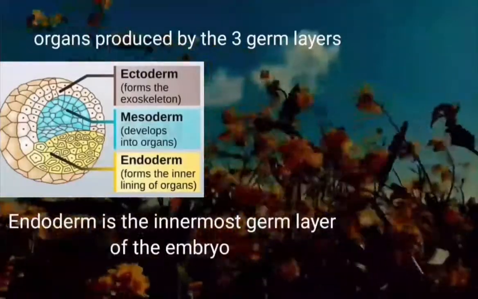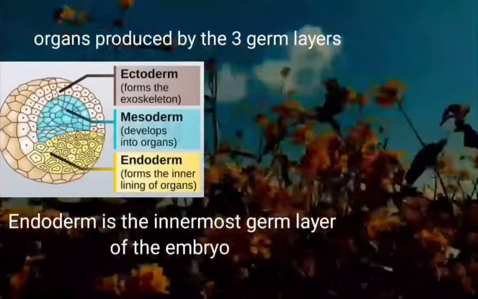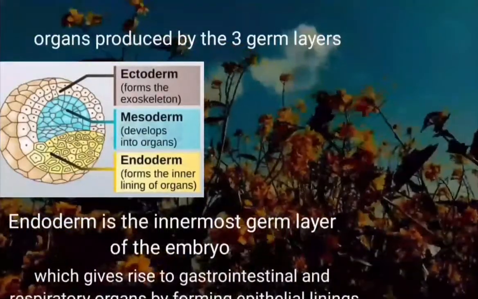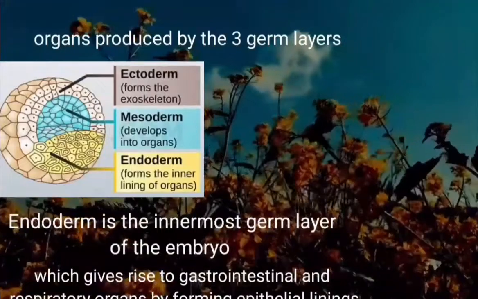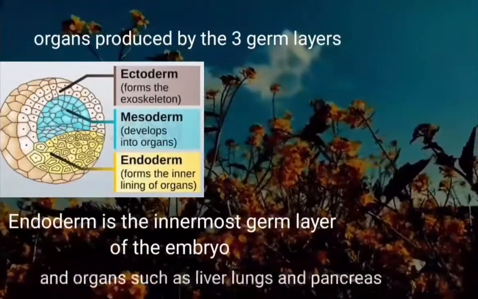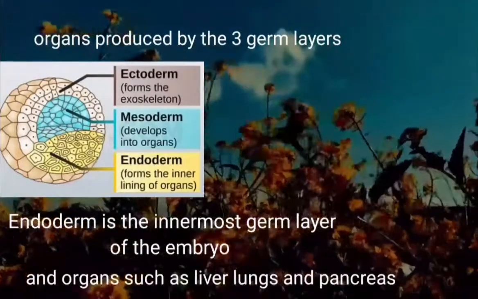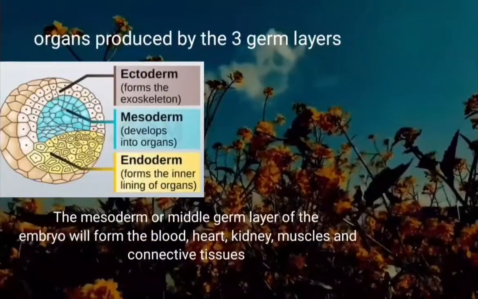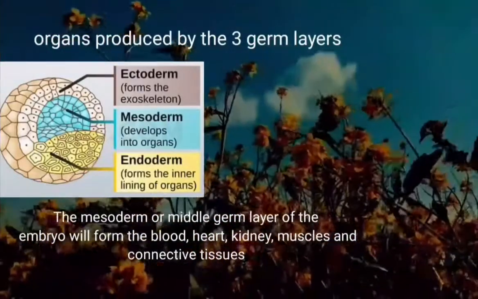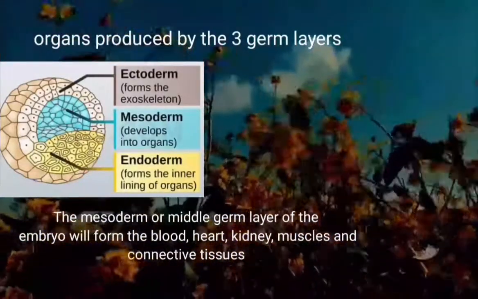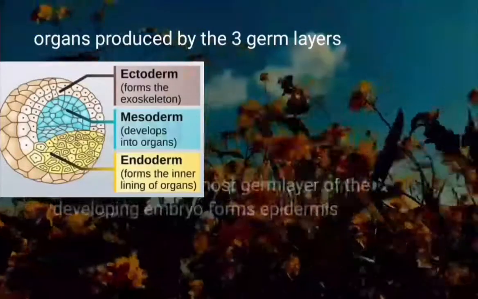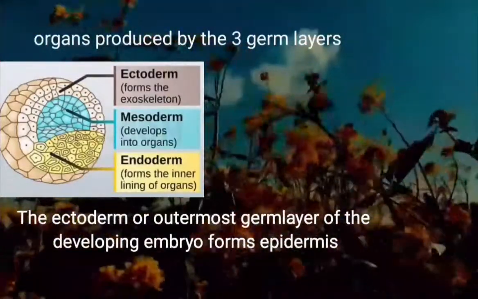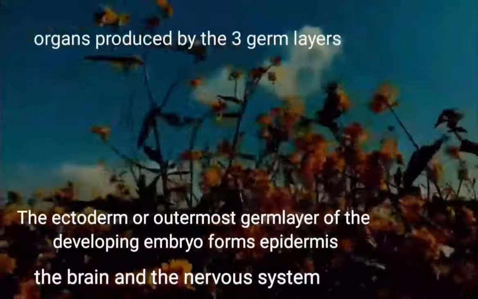Endoderm is the innermost germ layer of the embryo, which gives rise to gastrointestinal and respiratory organs by forming epithelial linings and organs such as liver, lungs, and pancreas. The mesoderm or middle germ layer of the embryo will form the blood, heart, kidney, muscles, and connective tissues. The ectoderm or outermost germ layer of the developing embryo forms the epidermis, the brain, and the nervous system.